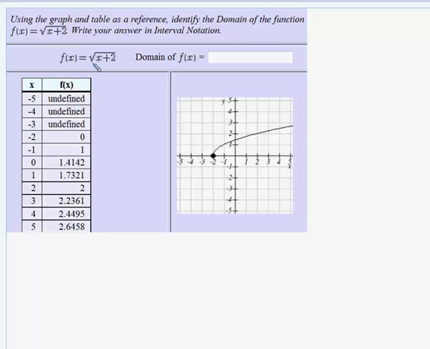In this problem we're given a radical function, its graph, and a small table of values. We're asked to state the domain of the given function in interval notation.